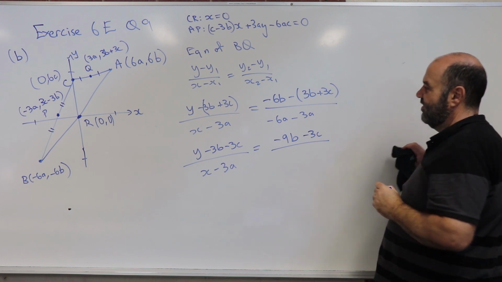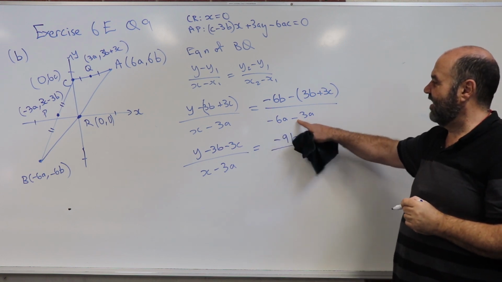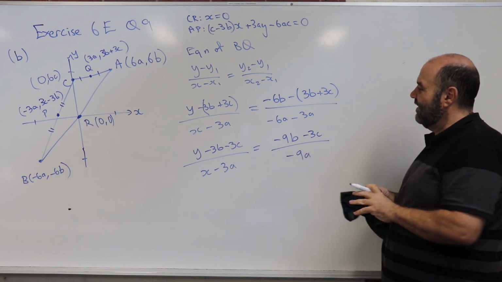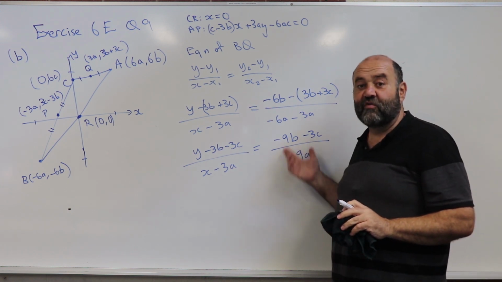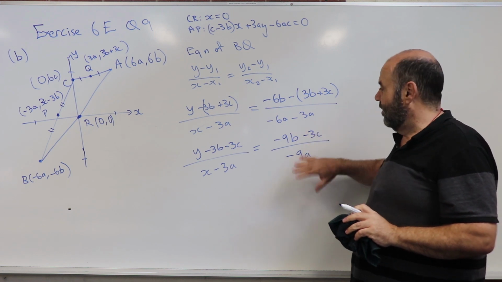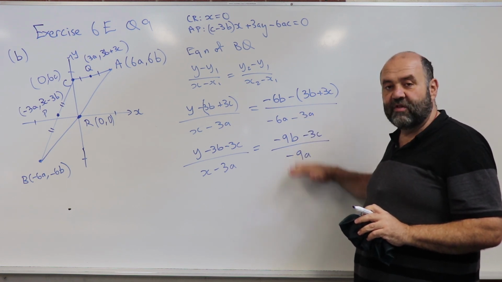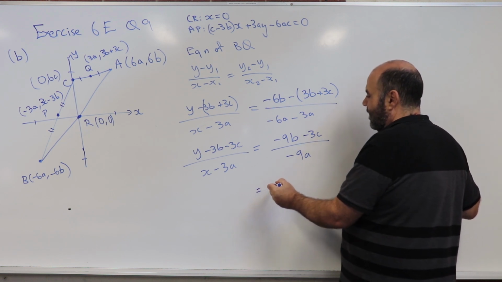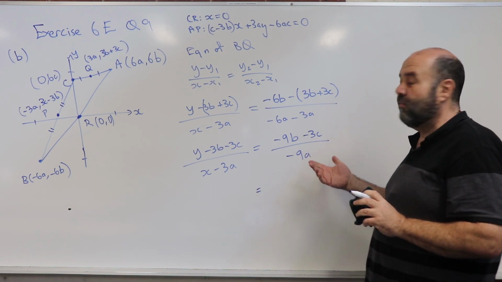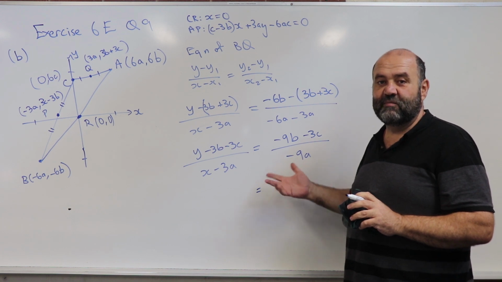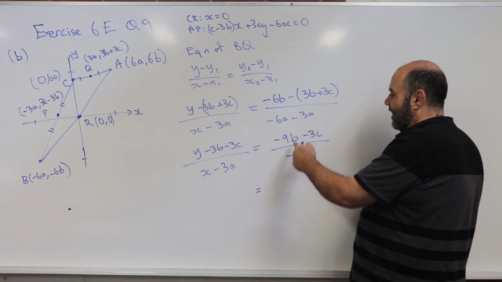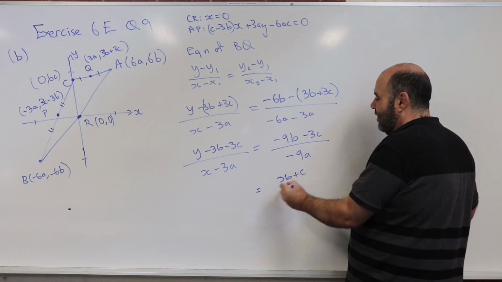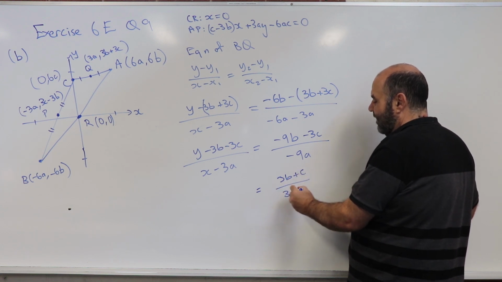Well, that's that there. Then on the bottom, I've got negative 6a minus 3a, which is minus 9a. Again, look at that, it's begging to have 3 cancelled out of everything. So I'm going to divide everything on the right-hand side by 3 to simplify that fraction. In fact, I want to divide everything on that side by minus 3 to simplify that fraction. So I'm going to get 3b plus c over 3a.